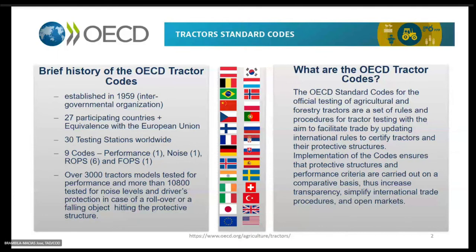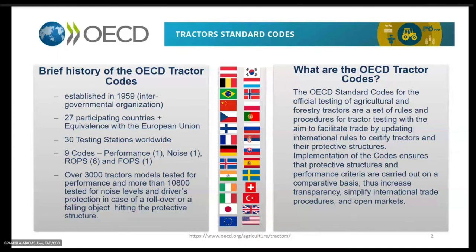I mean, the tractor codes are a set of rules and test procedures to certify tractors. And the main aim is to facilitate trade amongst our member countries. So we certify mainly the safety of the protective structures of the tractor. And our system is based on mutual recognition and third-party certification.